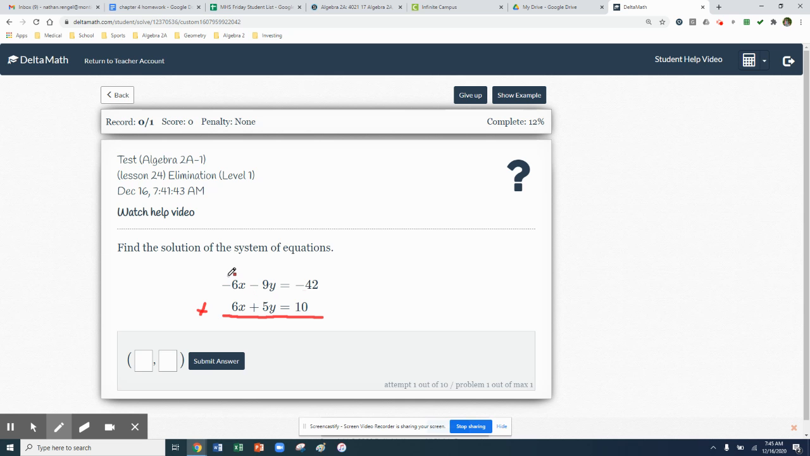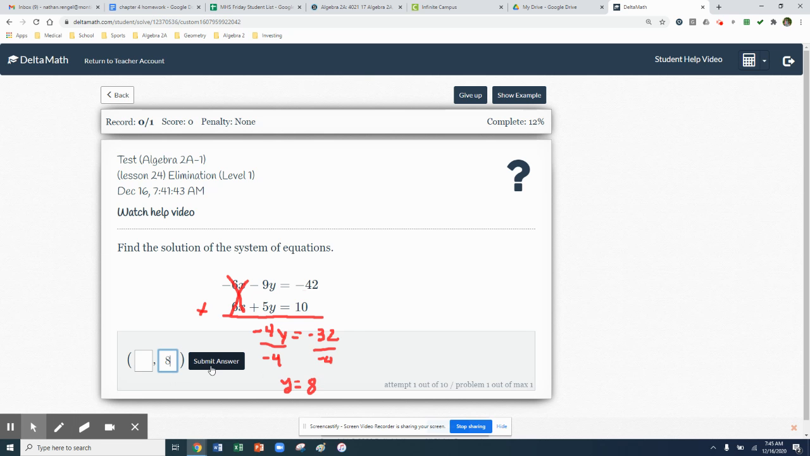So here I'm going to add my equations together, and then what's going to happen is negative 6x plus 6x is going to make 0. Then I'm going to take negative 9 plus 5. That's going to equal negative 4y. And then I've got a negative 42 plus 10. That's going to equal negative 32. Then to get my y solved out, I'm going to divide both sides by negative 4, which is going to be y equals 8.